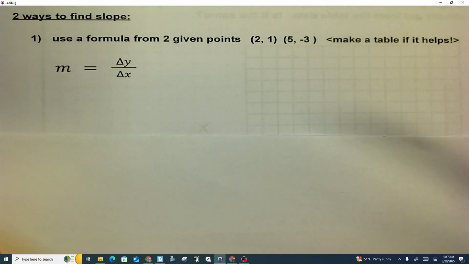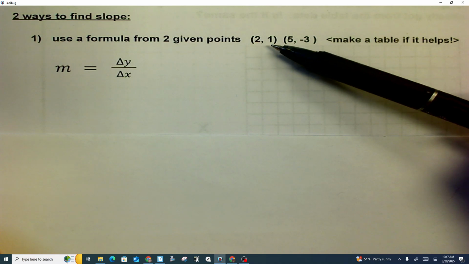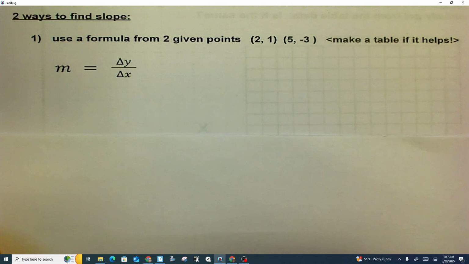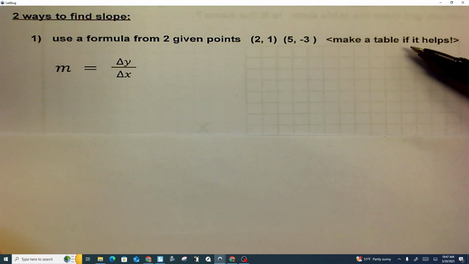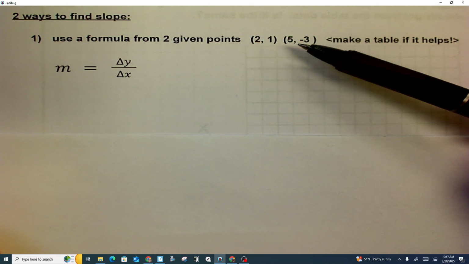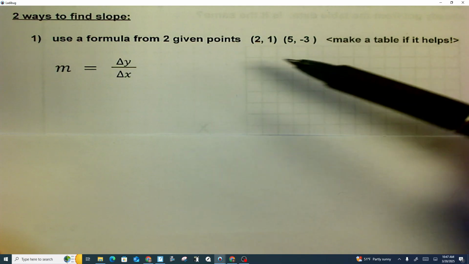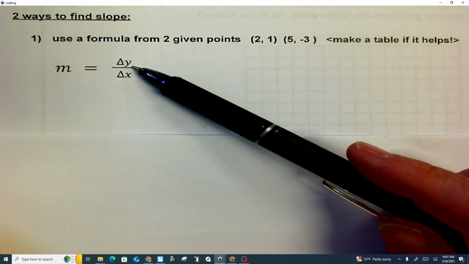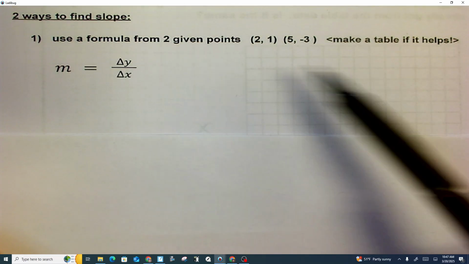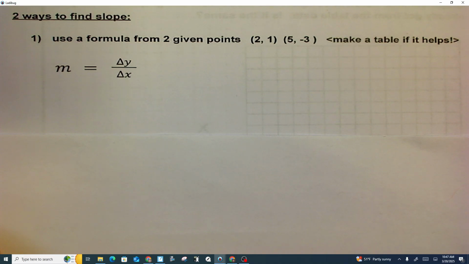Hey folks, we're going to find the slope or the rate of change from these two given points. These are two ordered pairs, and I'm going to show you how to make a table with these two, and I think you'll like that. But I'm also going to show you basically the formula, the change of y over the change of x, and we'll talk about that. But eventually you'll see that it's the exact same thing, and then we do have two practice problems as well.